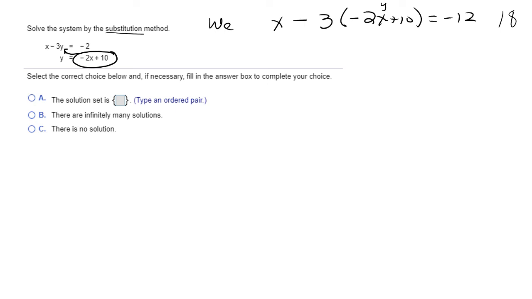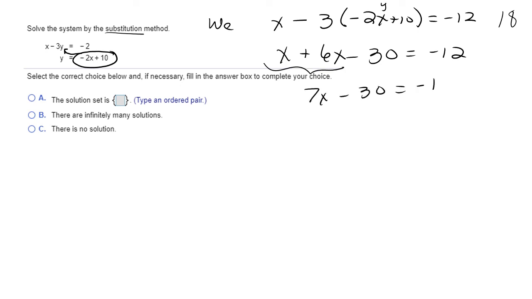Now we distribute, so I have positive 6x minus 30. I can combine my like terms. I add the 30 to both sides. So move that 30 over, it'll be a plus 30. And now that I've added that 30, I get 28. And I would divide both sides by 7. X is equal to 4.